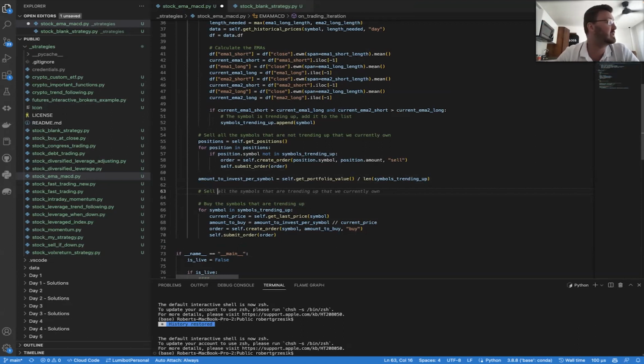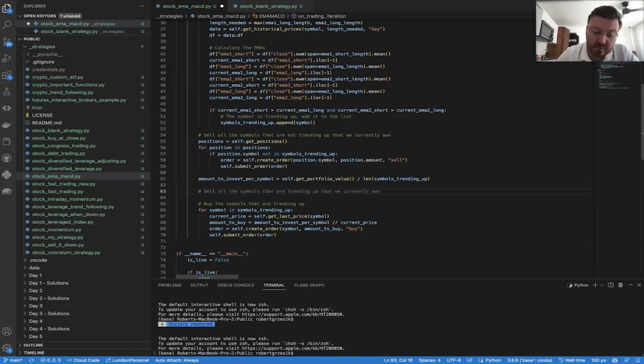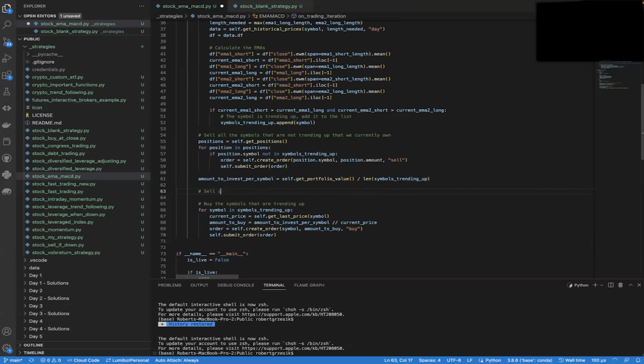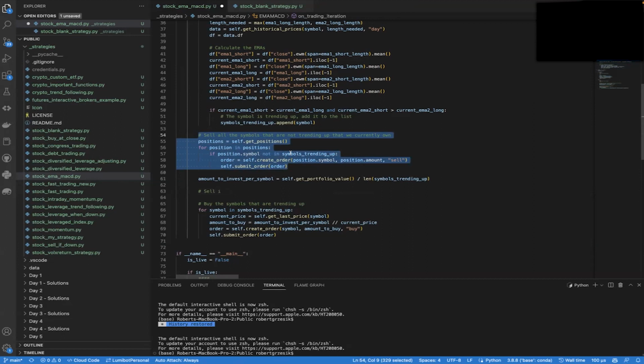How do I phrase this? One of the options you can use is to sell when the EMA and the other EMA cross, but the different side, so they cross down. Yes, that's right, we already have that. This already does that, right? Because it will not be part of our list of trending up. So if it's not trending up, it's trending down, right? So we'll sell it.